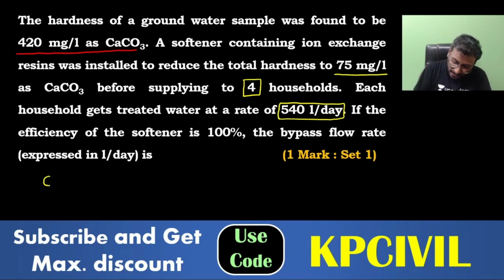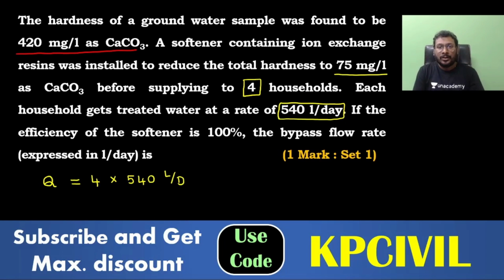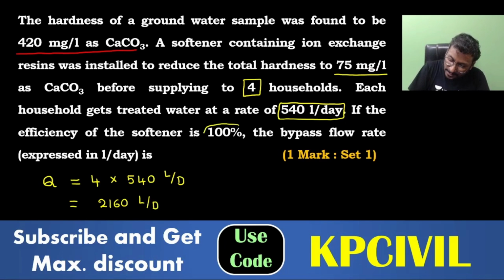What is the total discharge? 4 houses, each with 540 liter per day. 4 into 540 liter per day is the total discharge, 2160 liter per day. The efficiency of softener is 100%.